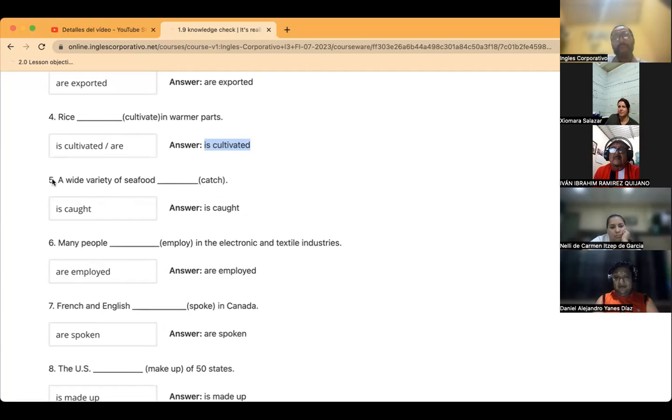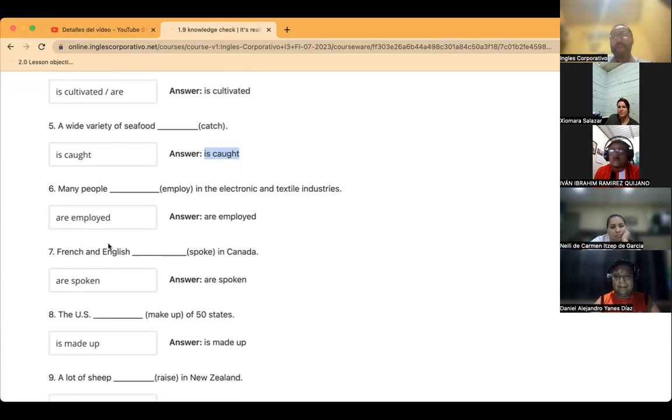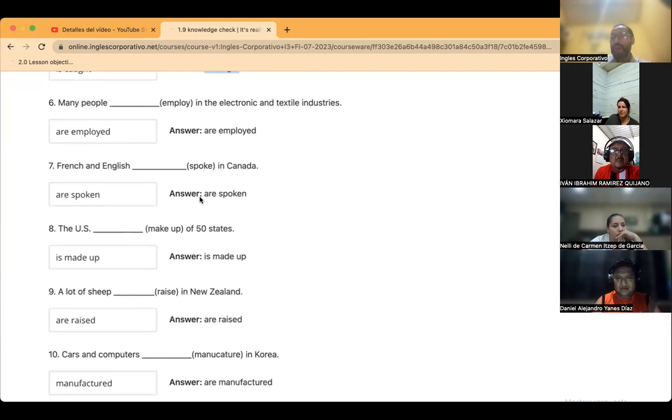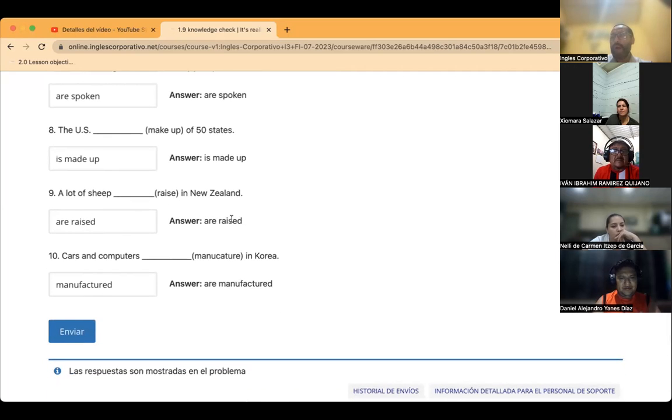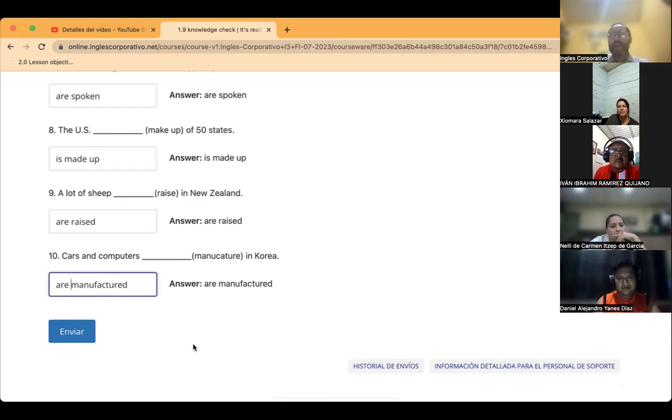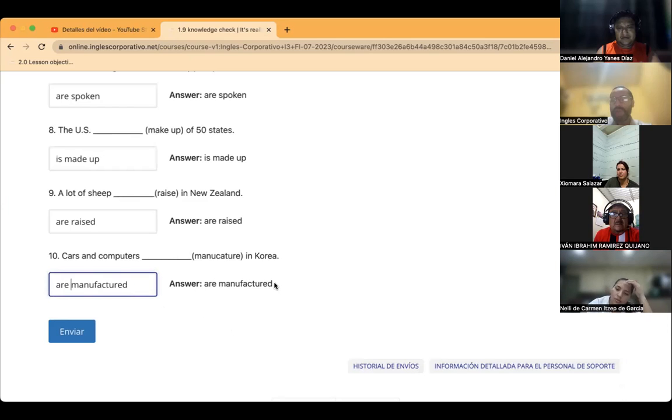You're welcome. Number five, look, is caught, is correct. The same that I wrote. Number six, are employed, correct. Seven, are spoken, the same. Eight, is made up, the same. Nine, are raised, the same. And the last, I almost forgot. I forgot the verb to be. Are manufactured. Yes. Only the spelling from here is not correct.